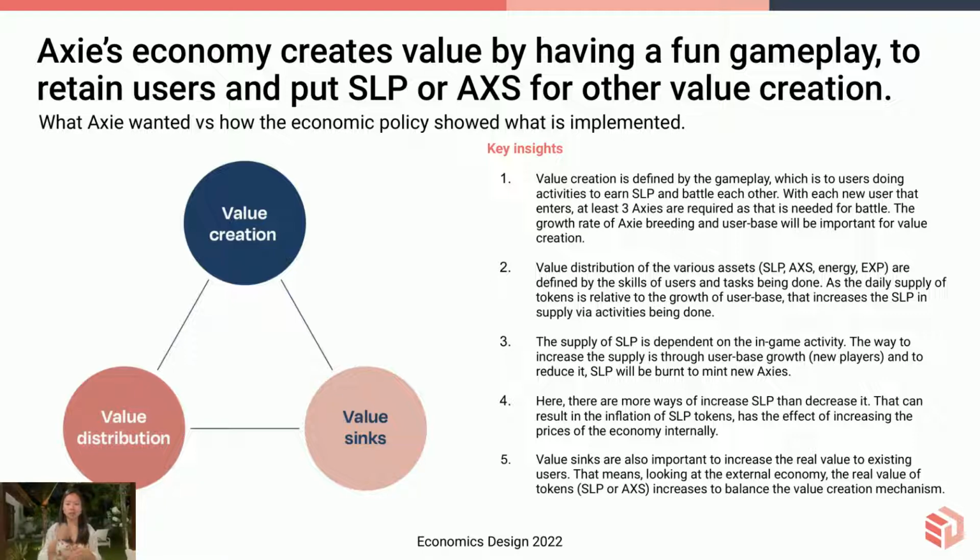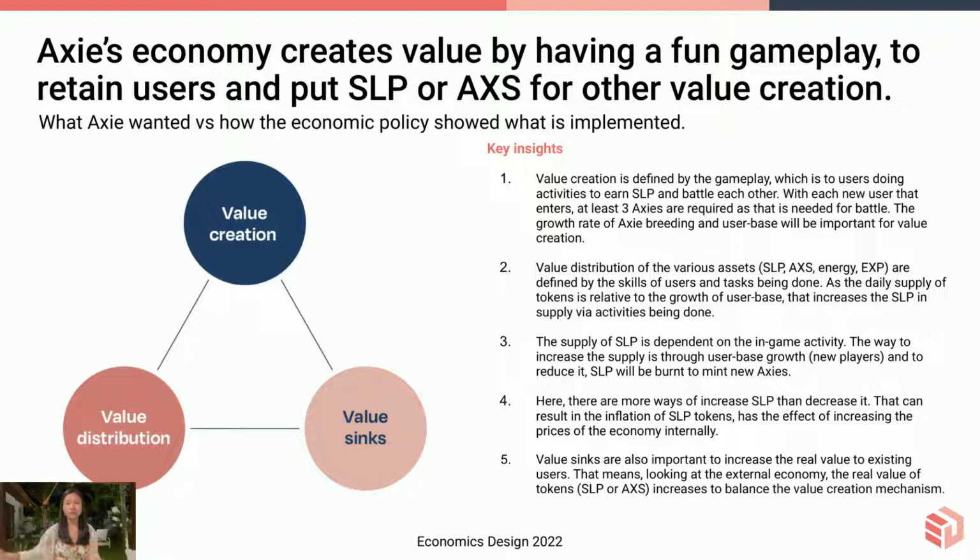Then we talk about value distribution. So value distribution for various assets: SLP, AXS, the energy, and the EXP, the experience. So these are user growth rates affecting the SLP inflation and Axie breeding. So remember, we talk about monetary policy, very important in token design. These are all the typical monetary policy levers and tools you can use to manage and maintain this economy that we're building.